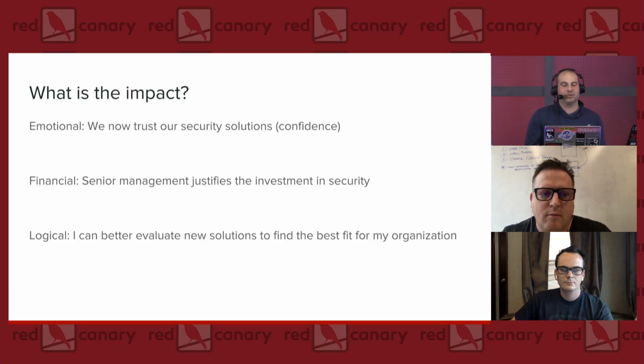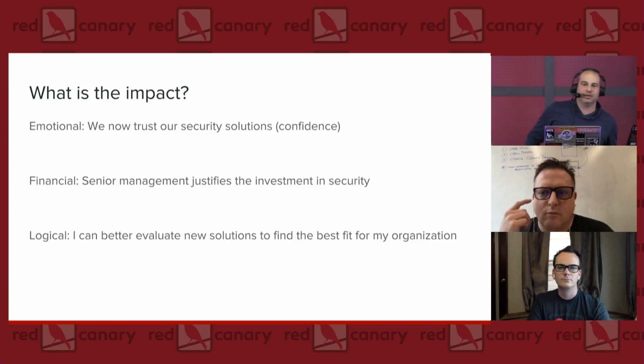So I thought the impact was kind of interesting, and we break the impact of a particular solution down into three different areas: emotional, financial, and logical. I think the emotional piece really speaks to trust and or confidence that the practitioners have in their particular solutions. And it's interesting, we've had this problem before. If you polled a room full of security practitioners and you asked them, how many people here trust their security solutions even better than 90% today across the board? Like, no one does that. No one trusts their solutions today.